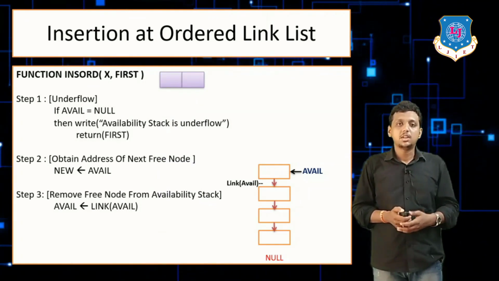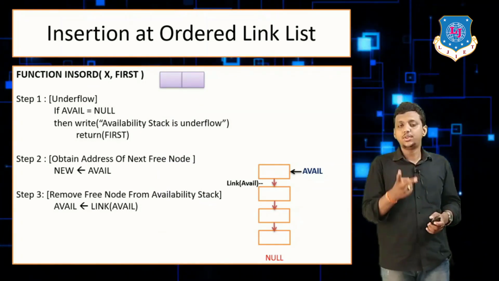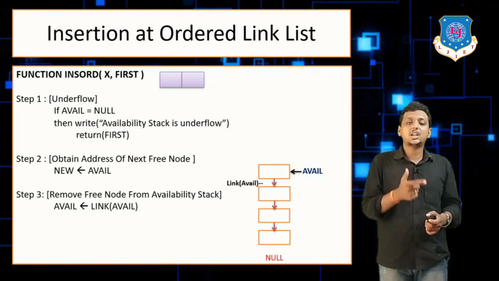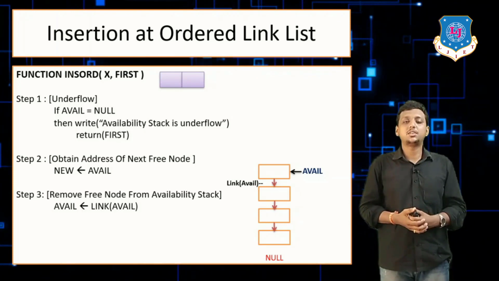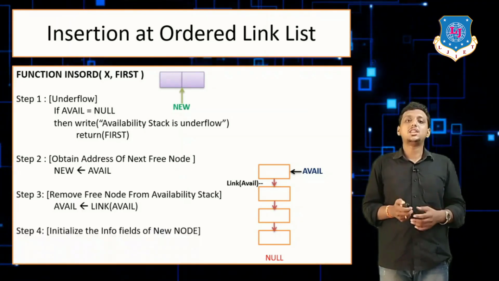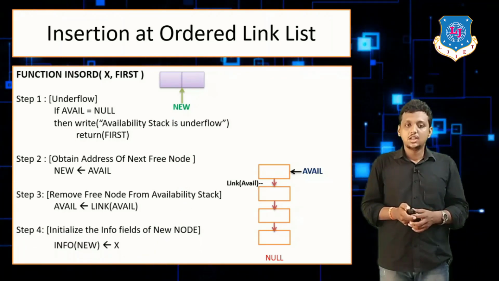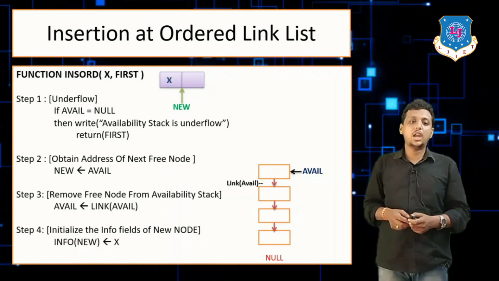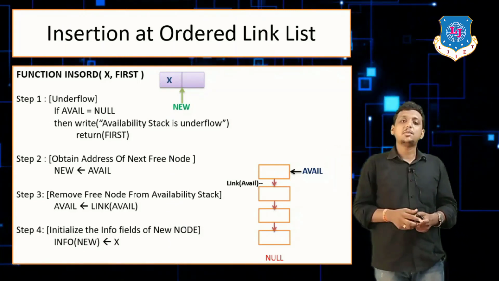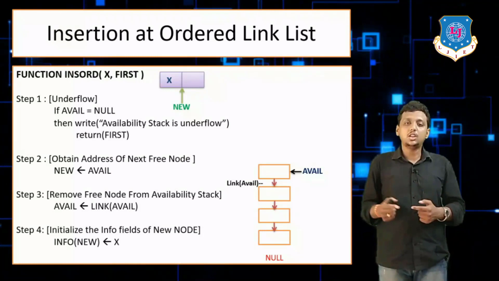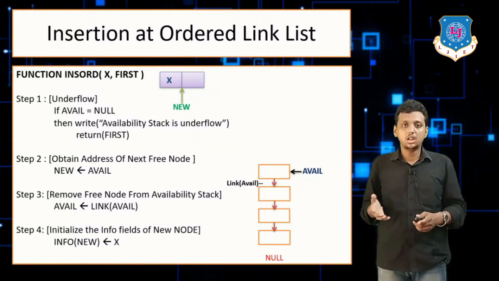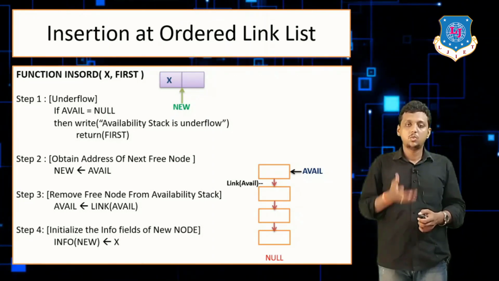What is the next step? Each and every node contains two different fields: one is info, the second one is link. So here I just need to initialize the fields of the new node. Info of new is equal to x. Now just assign the link of the new node. So the link of the new node is null first.